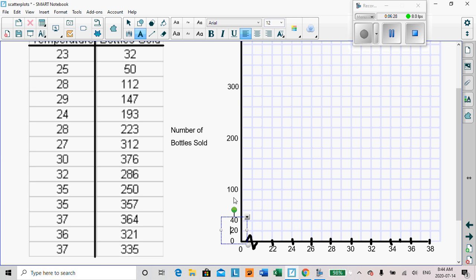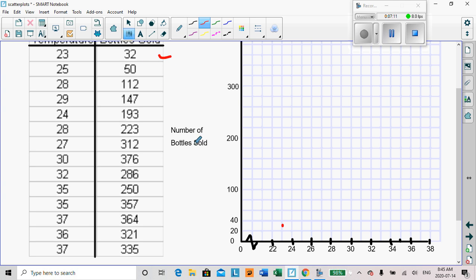Now you can stop the video right now and make this graph, and you can put all of these values on your vertical axis. Now what we're going to do is plot the points. So my first point is 23 and 32. So I have to go over to 23, and then we have to estimate where we think 32 is. So it's going to be kind of halfway between 20 and 40, so I'm going to put a dot right there. And then I'm just going to check that I've done that one.